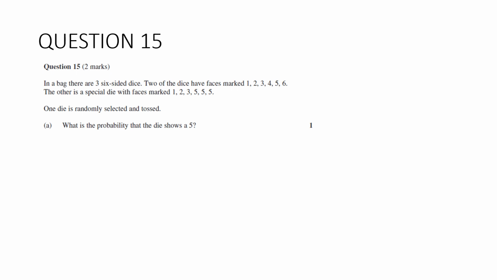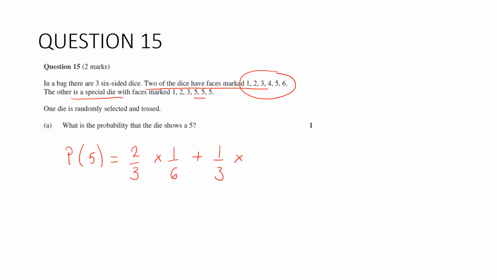So we need to consider both cases. The probability that we're going to get a 5 is going to be equal to, what is the probability that we choose one of these dice? Well, that's 2 out of 3. And then the probability that it is a 5 is 1/6. Or the probability that we choose this die is 1/3, and the probability that we get a 5 in this case is 3 out of 6, or a half. Grabbing my calculator, 2 divided by 3 times 1/6 plus 1/3 times a half, and our answer is 5/18.